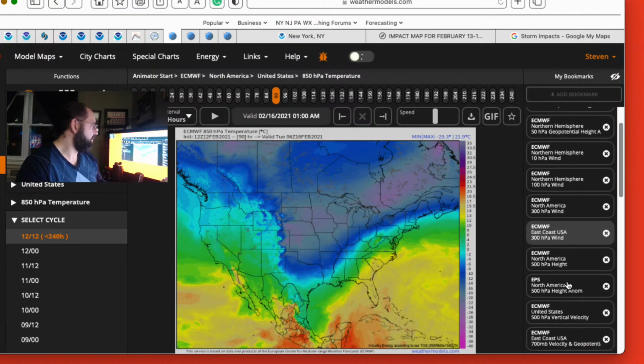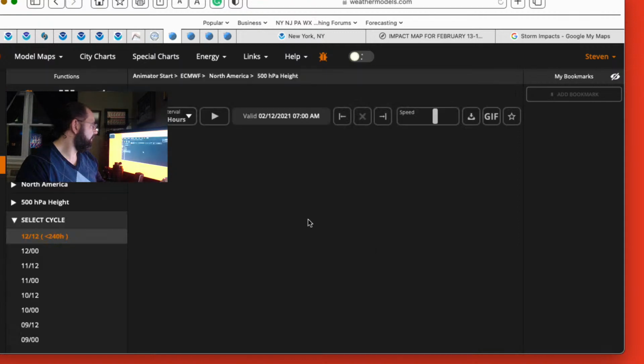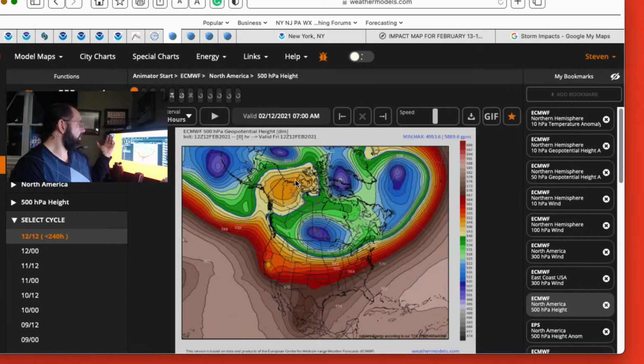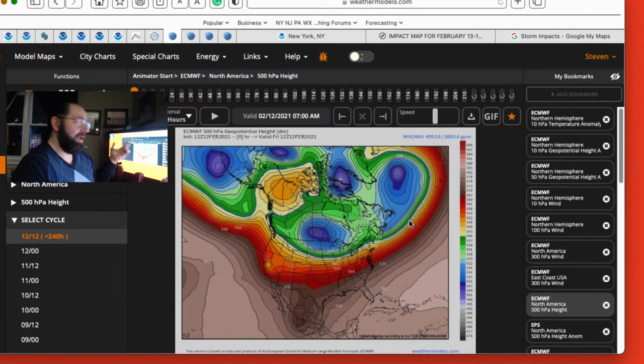Let me pull up 500 millibars. Okay, so this is the current pattern as it is right now. And you got your disruption, okay? You see this right here, this signature right here? This forces your below normal heights towards the plains.